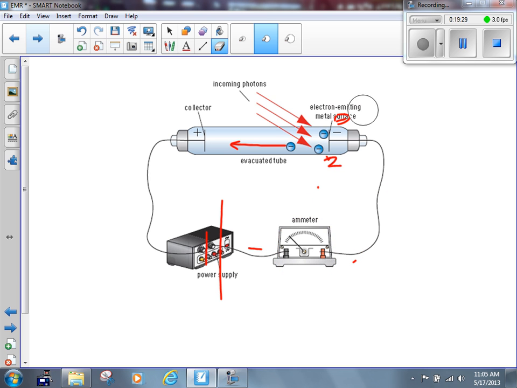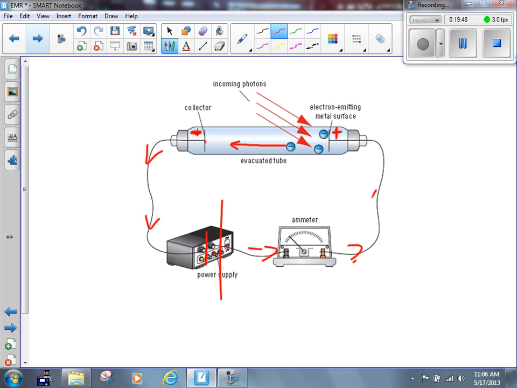That's going to change my plates. My collector is now negative, and this thing over here is now positive. If I have photons of sufficient energy, then these electrons that are ejected will also have sufficient energy that they may still go all the way over here and go around the circuit like this. We will still read an electric current with this ammeter.